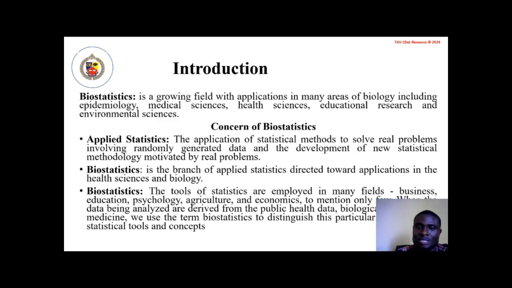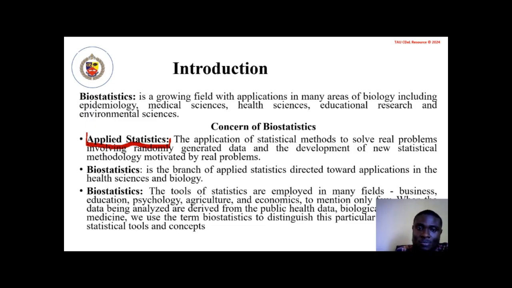Concerns of biostatistics. We have applied statistics. That is one of the major concerns of biostatistics: the application of statistical methods to solve real problems involving randomly generated data. What do we mean by randomly generated data? Randomly generated data are data that are chosen randomly. That is, they are subject to chance. It's not subject to bias.